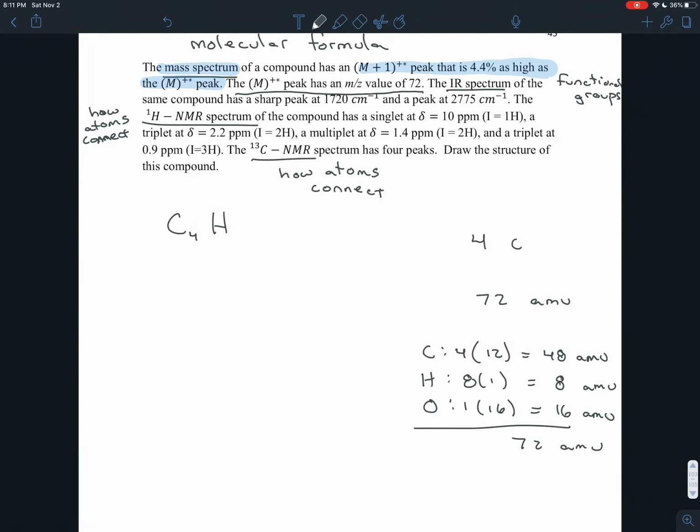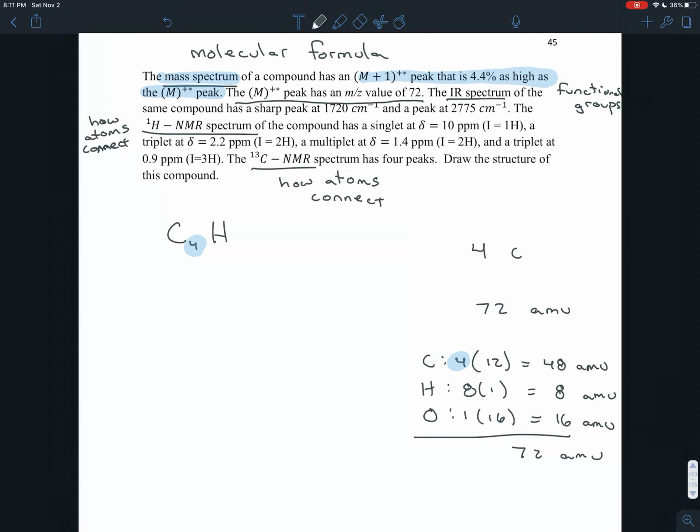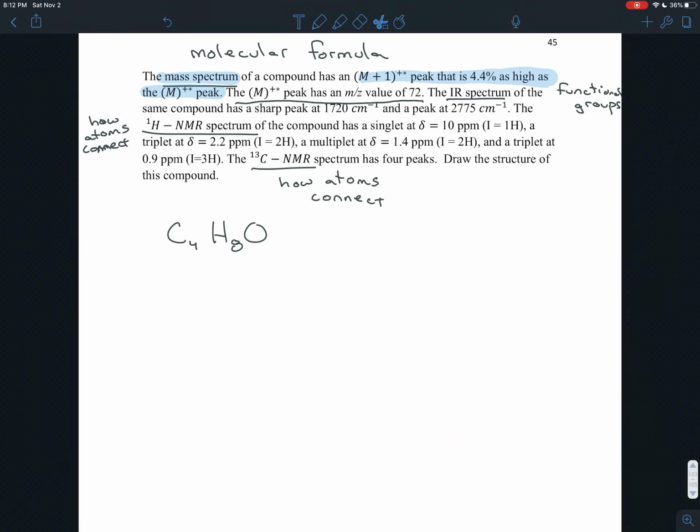So our molecular formula now we know is C4H8O. And really O1, but the 1 is implied just by writing the O there. You know, you have at least one of them. So that's our molecular formula. That's what we got from the mass spectrum. Okay, we're going to put that behind us. Let's focus on the next thing. The next thing is the IR spectrum, and that's going to tell us our functional group.